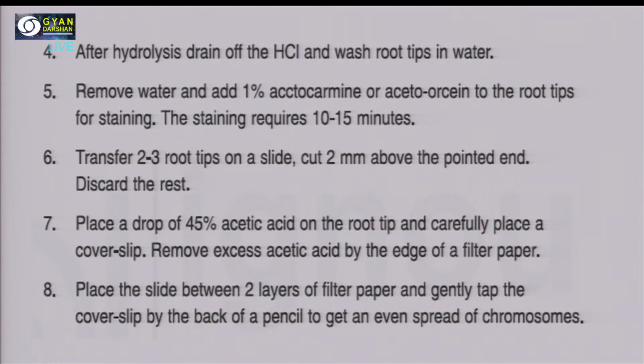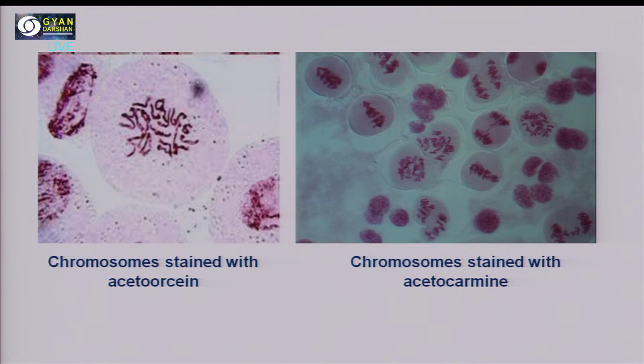Once this is done, place a drop of 45% acetic acid on the root tip and carefully place a cover slip. And now the actual squash technique comes into the picture, because now you have to gently tap the cover slip with the back of a pencil to get an even spread of chromosomes. You need to evenly spread the chromosomes so they do not clump together, because you need to count the number of chromosomes. So you should apply uniform pressure to evenly spread the chromosomes and then go for visualization under the microscope.